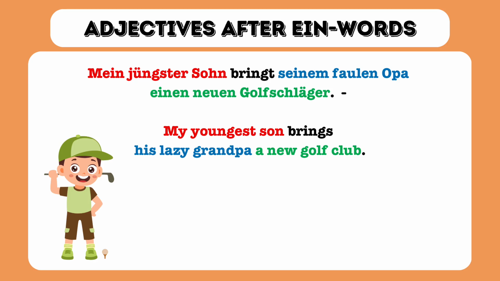In the accusative case, the ein word becomes einen for masculine things. So the accusative masculine form for the adjective also gains an n. An easy rule of thumb is, if the ein word or der word ends with an n, the adjective definitely will too. In the dative case, we have seinem faulen Opa, which is in the dative case and masculine, so seinem for masculine, and then the en for the adjective that follows. Mein jüngster Sohn bringt seinem faulen Opa einen neuen Golfschläger.